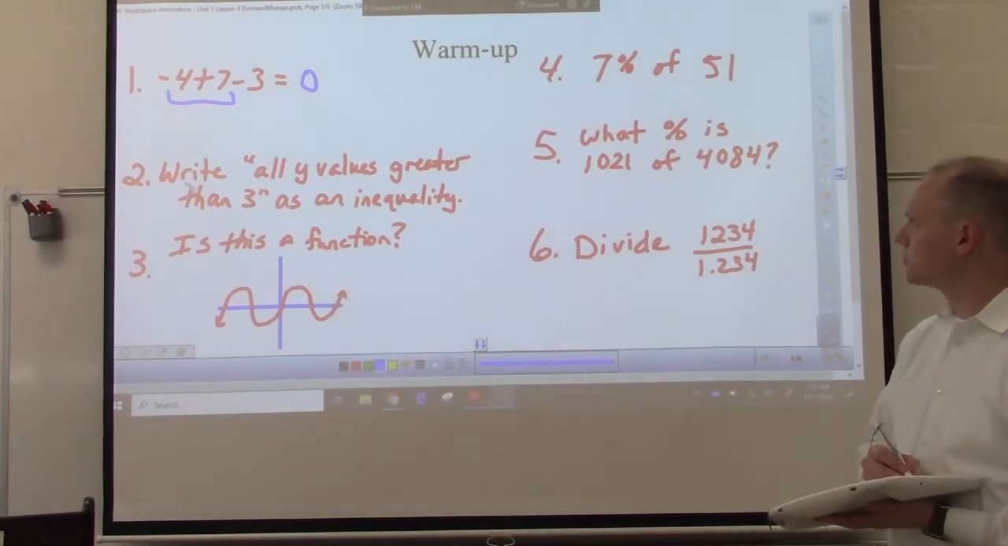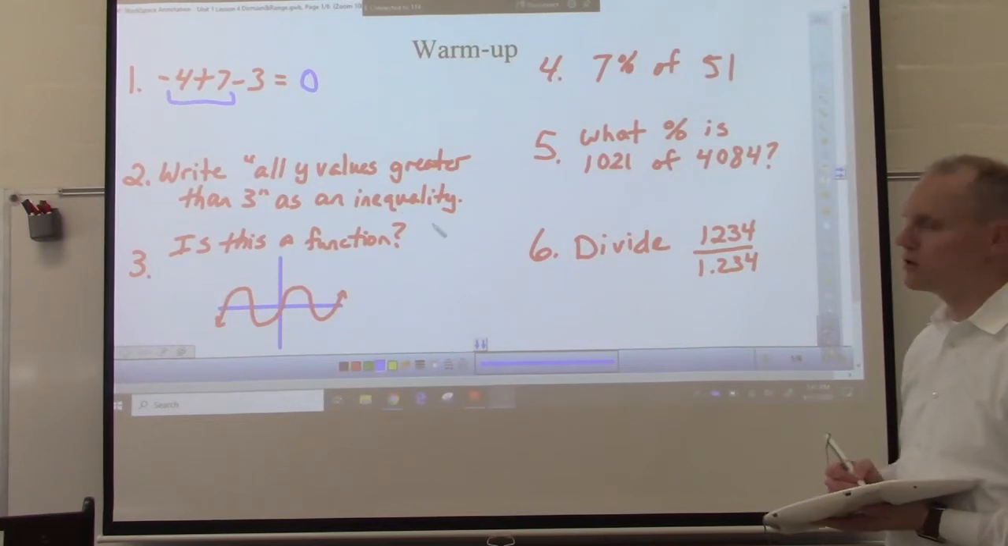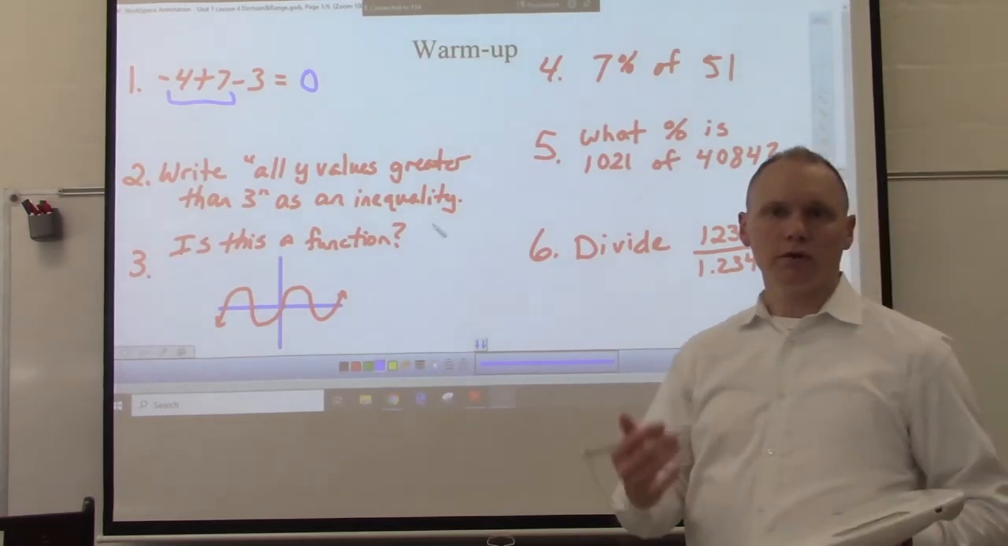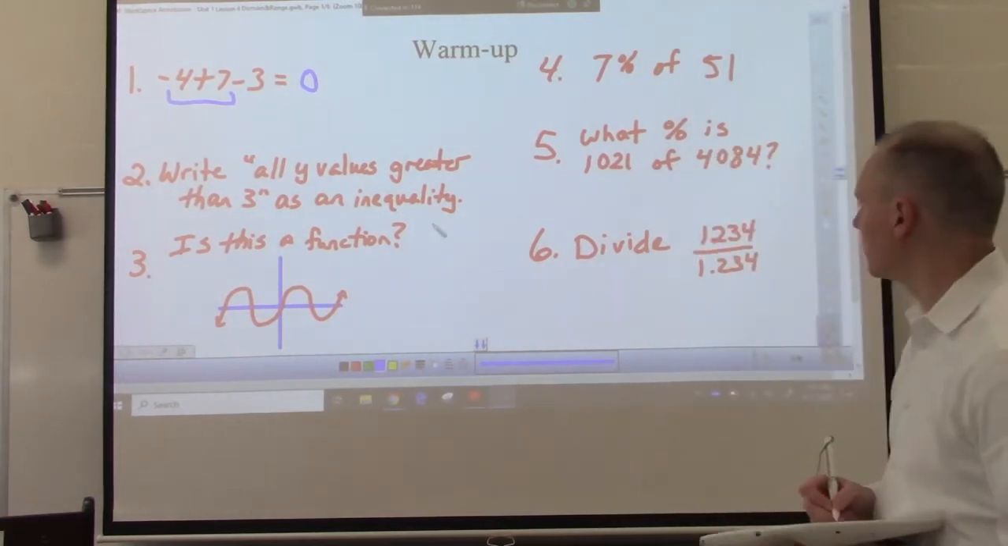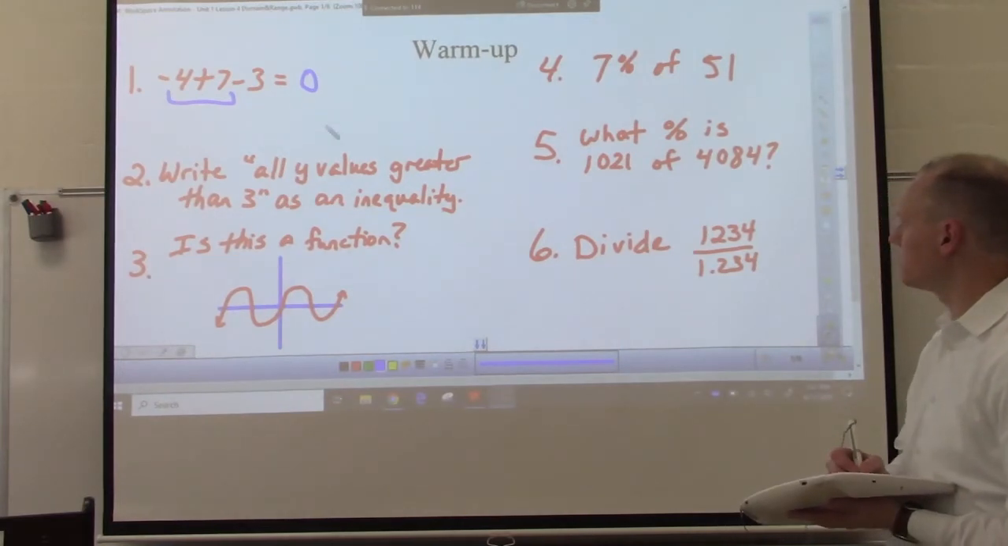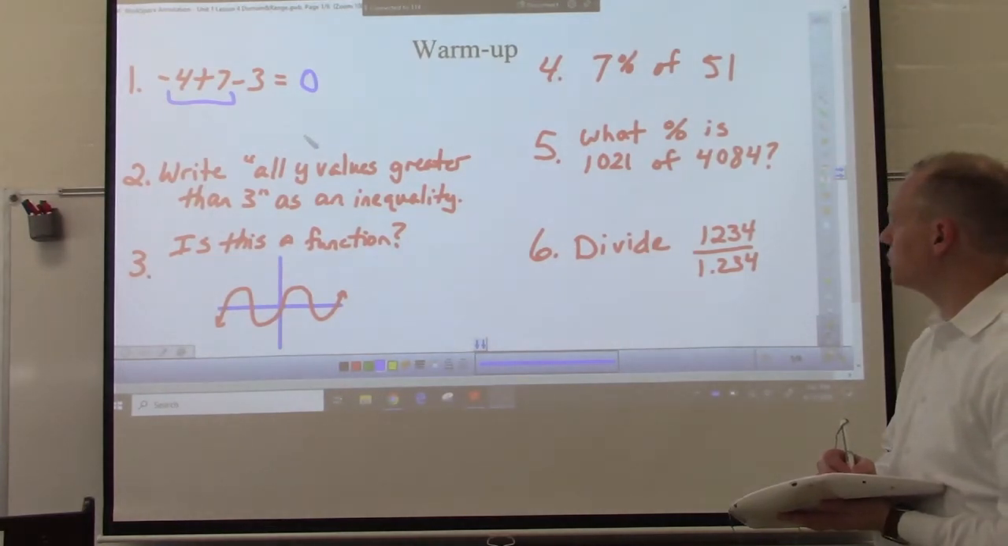Alright, number 2, write all y values greater than 3 as an inequality. So you've worked a little bit with inequalities before. Let's remind you of what that looks like. So y values greater than 3. So y is greater than 3.